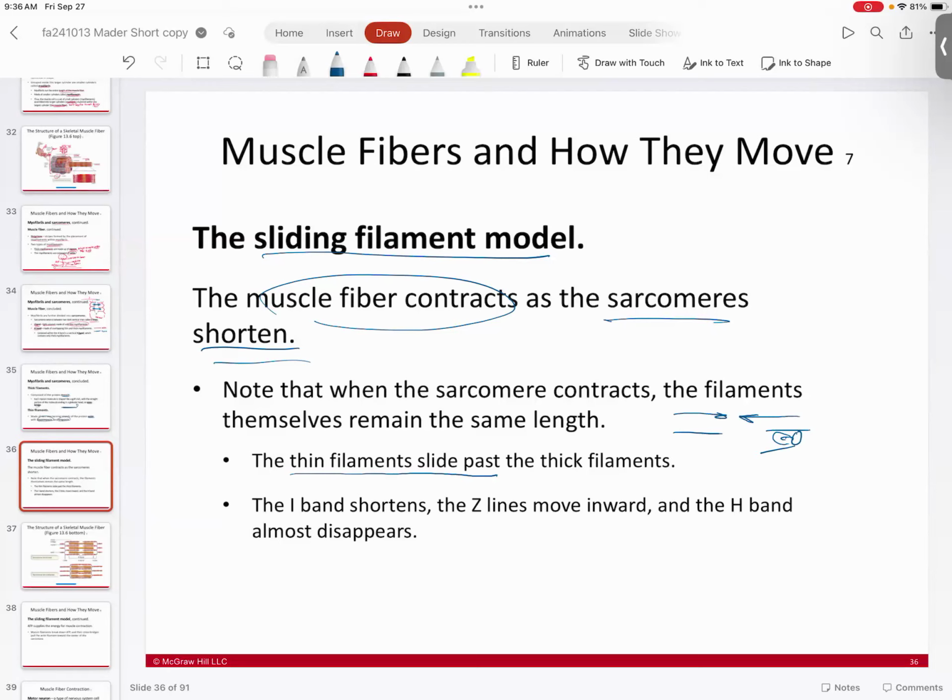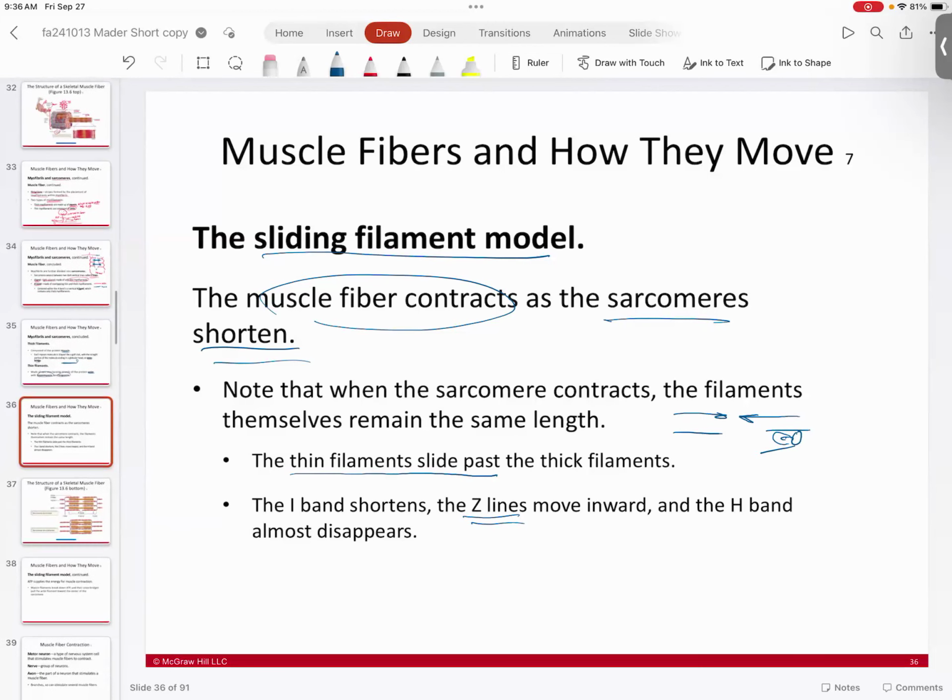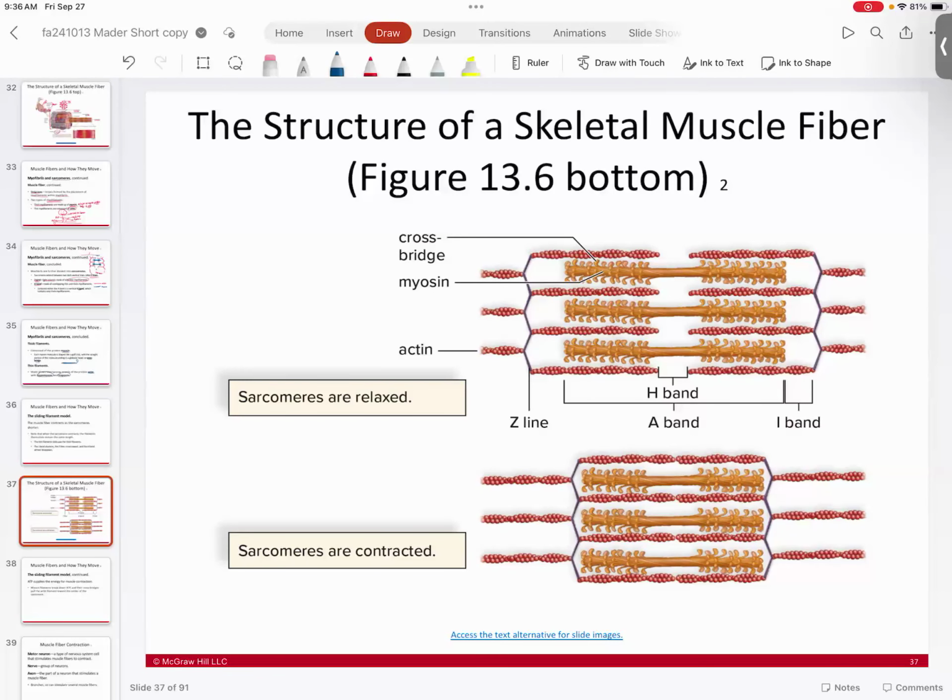That shortens the sarcomere. So the Z lines will move inward, the H band almost disappears, and then you get a shortening sarcomere. This is what it looks like. Here you can see your Z lines. Your I band is going to be this region here, from one A band to the next. And then your A band is going to be this region of overlap between your two filaments. And then here you can see your myosin heads and your myosin, and your actin filaments.